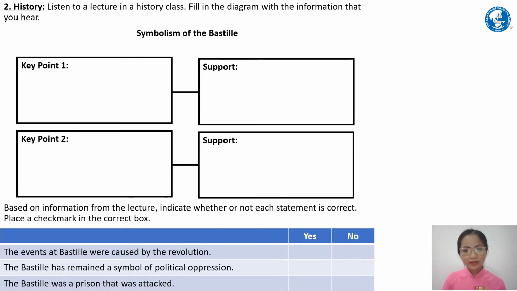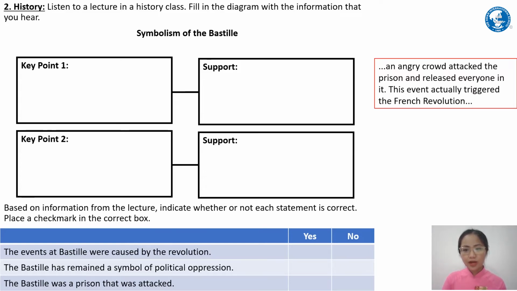Okay, let's correct the answers together. Please look at the table first. The events at the Bastille were caused by the revolution. So in the recording, this event actually triggered the French Revolution. So what does it mean, trigger? Trigger means to make something happen. So for the first statement, the answer is no.